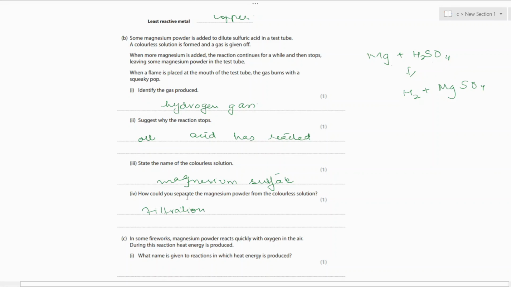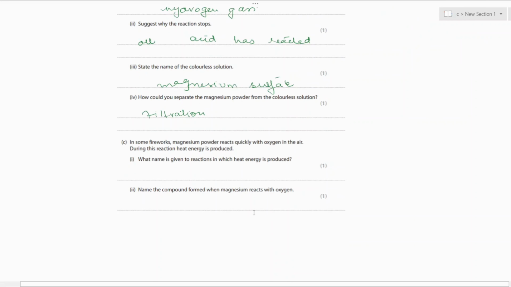Okay, in some fireworks, magnesium powder reacts quickly with oxygen in the air, and this reaction produces heat energy. What is the term we use when energy is produced? Exothermic reactions. Name the compound formed when magnesium reacts with oxygen. Let's see. Magnesium plus oxygen, magnesium oxide. Correct? Okay.